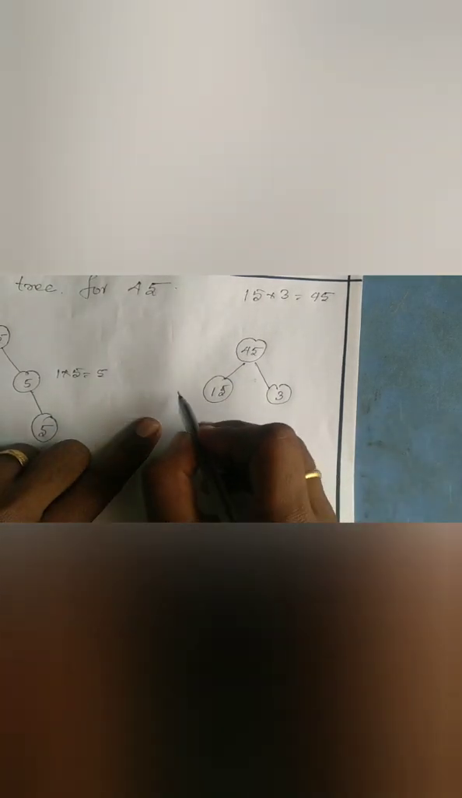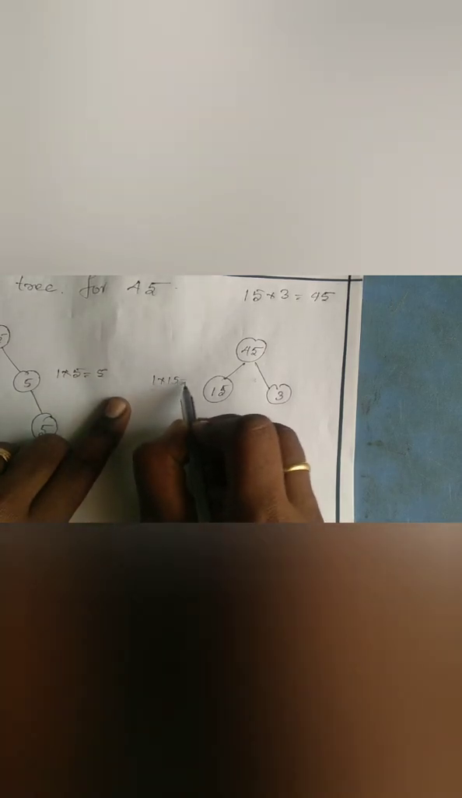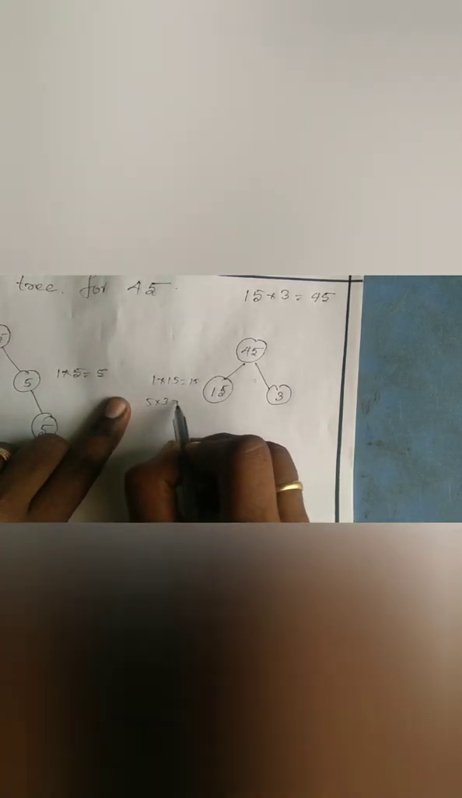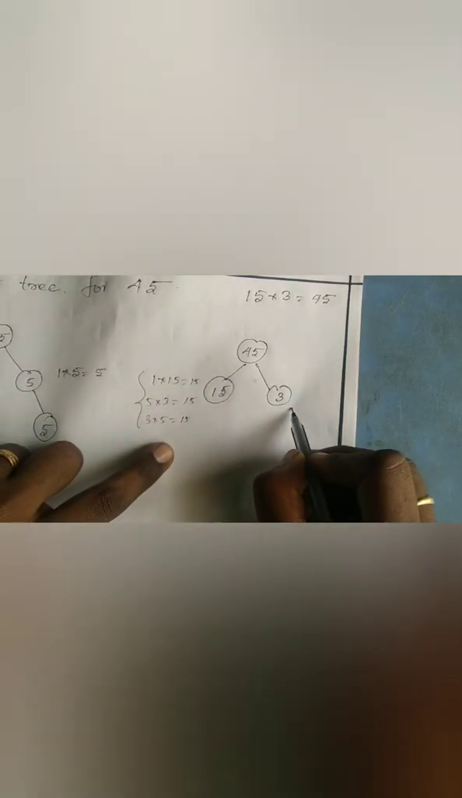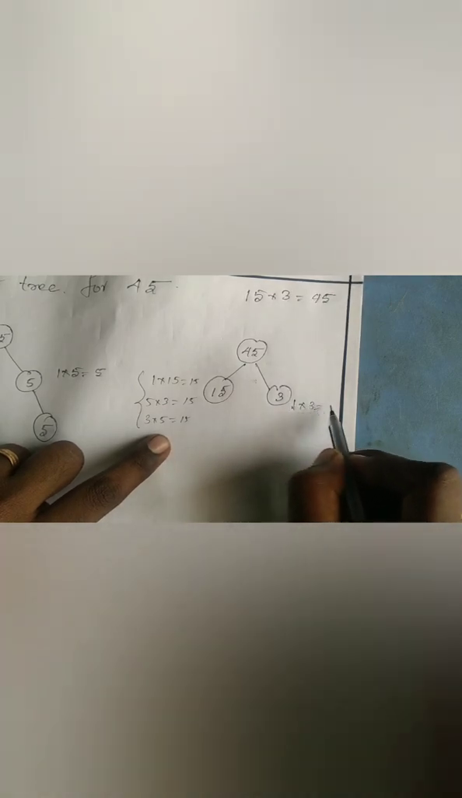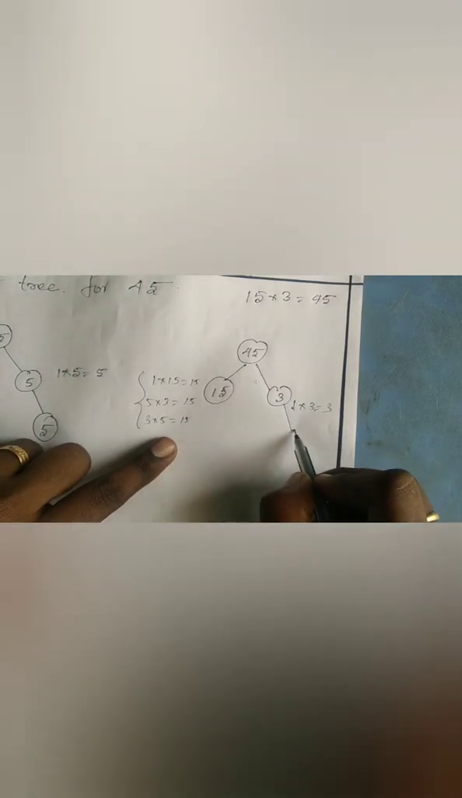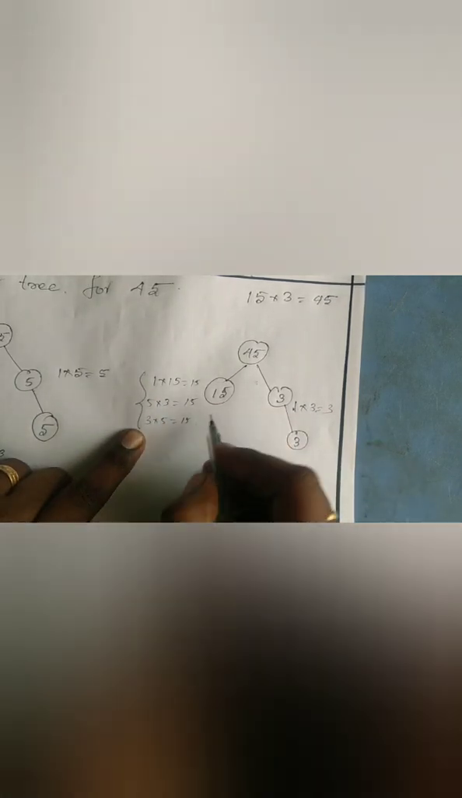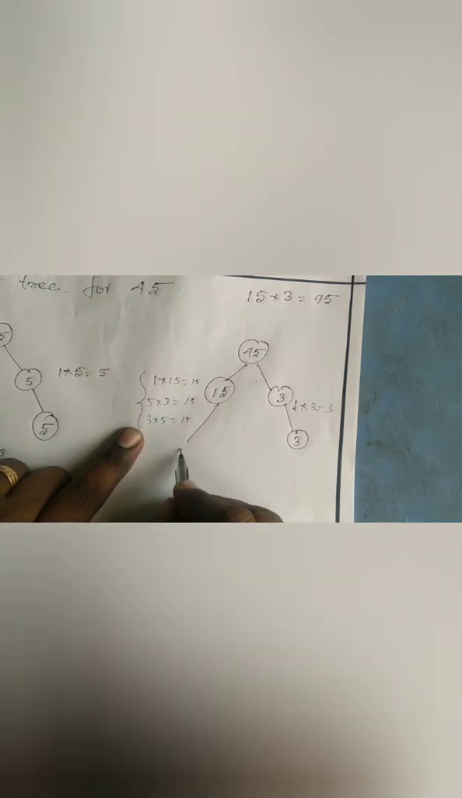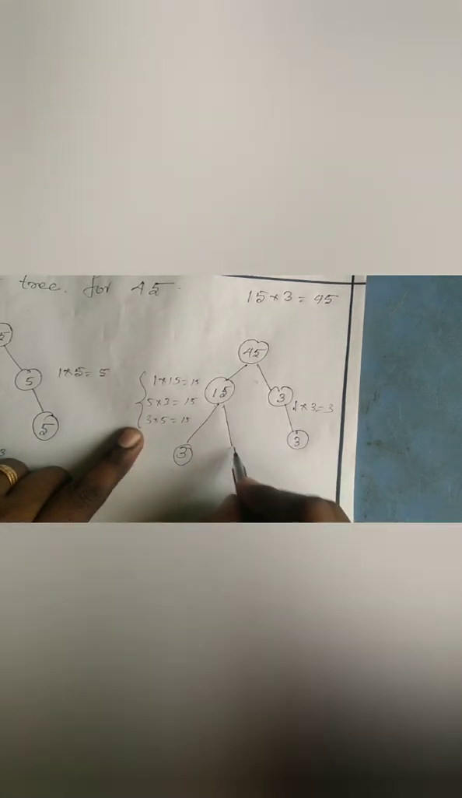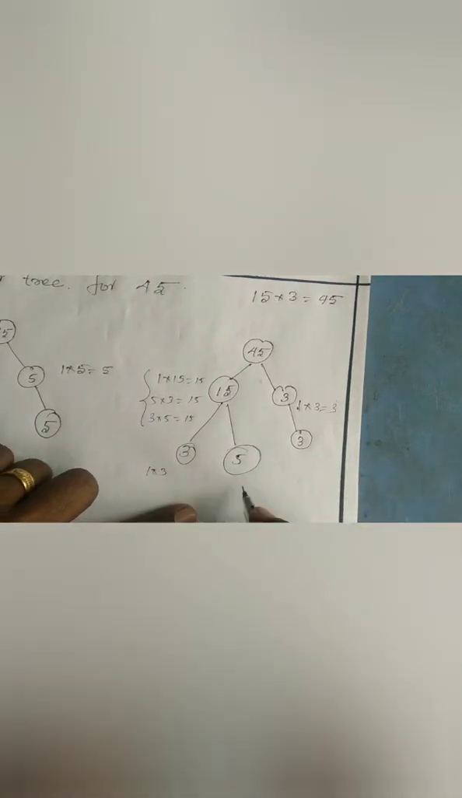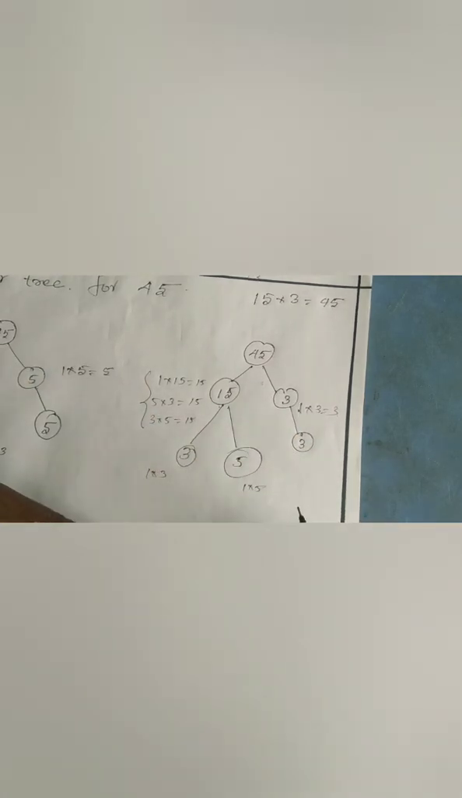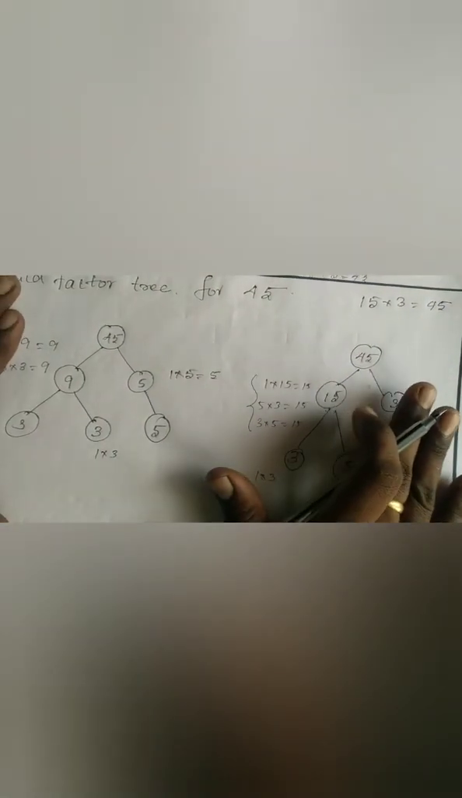Again for 15, any more possibilities? 1 into 15 gives you 15. 5 3s are 15, or 3 into 5 gives you 15. These are the possibilities. Here for 3, only one possibility: 1 into 3 is equal to 3. So we can't move further. So just draw and stop. Here 2 more possibilities are there. How to split this? 3 and 5. Here 1 3 is 3, so just stop it. We can't move further. Here 1 5 is 5. Here we can't go further. These are the 2 possible trees.